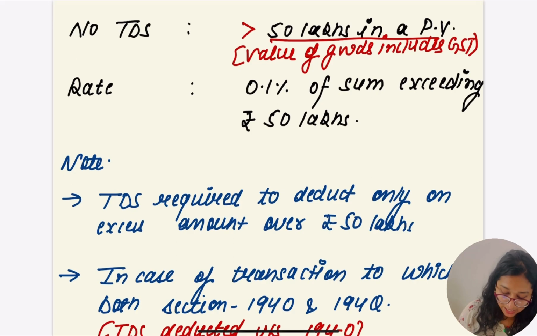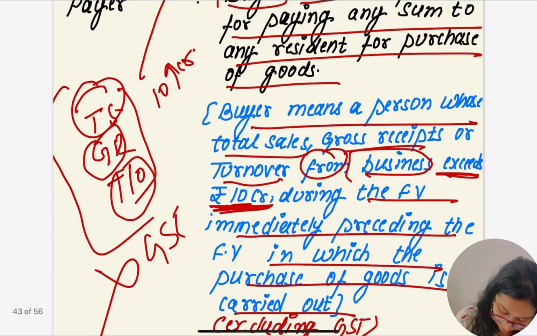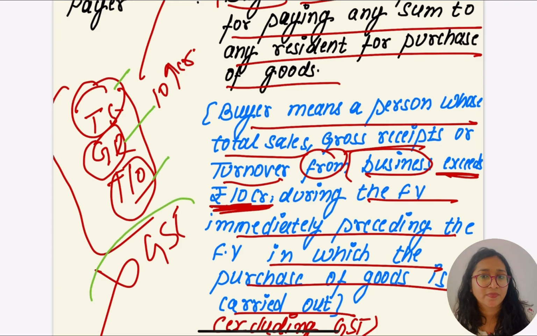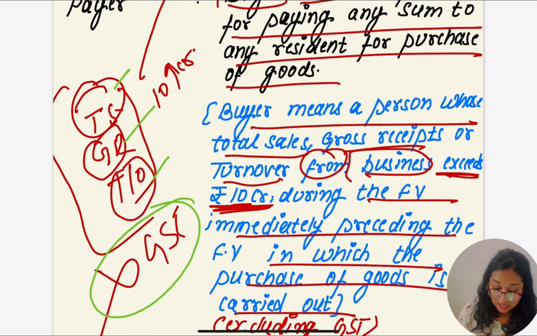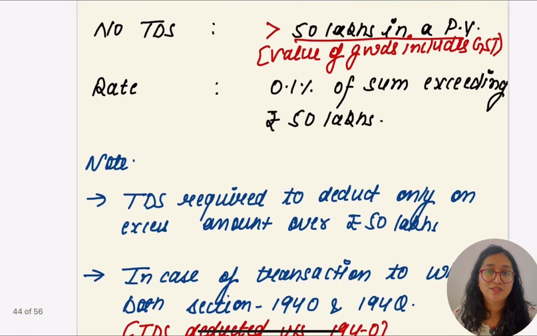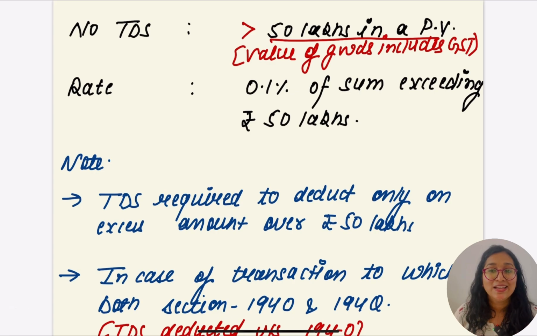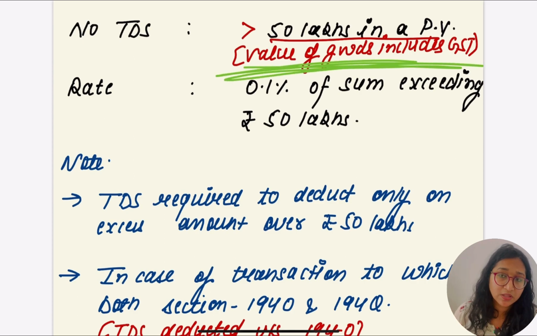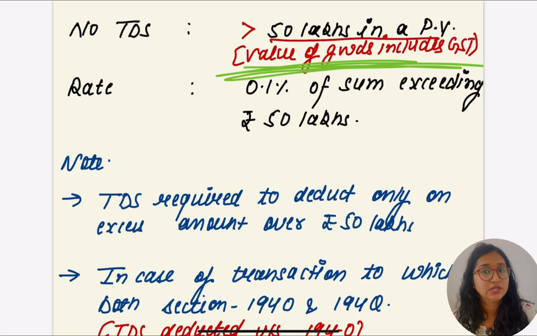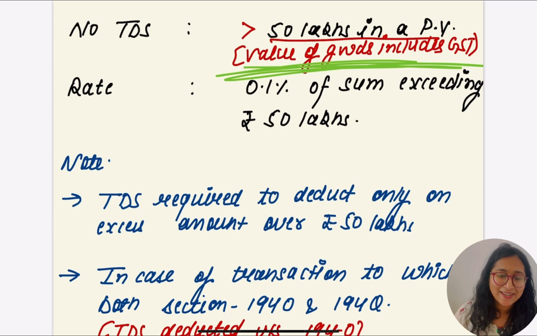In the earlier part, I told you that in case of total sale, gross receipt and turnover, we are not going to include the GST. Obviously, it's very logical. But for the value of goods purchased, if it exceeds 50 lakh, in this case we are going to include the GST. So to compute the value of goods, we have to include the GST amount also. Hope this point was also clear to you. But what is going to be the rate?